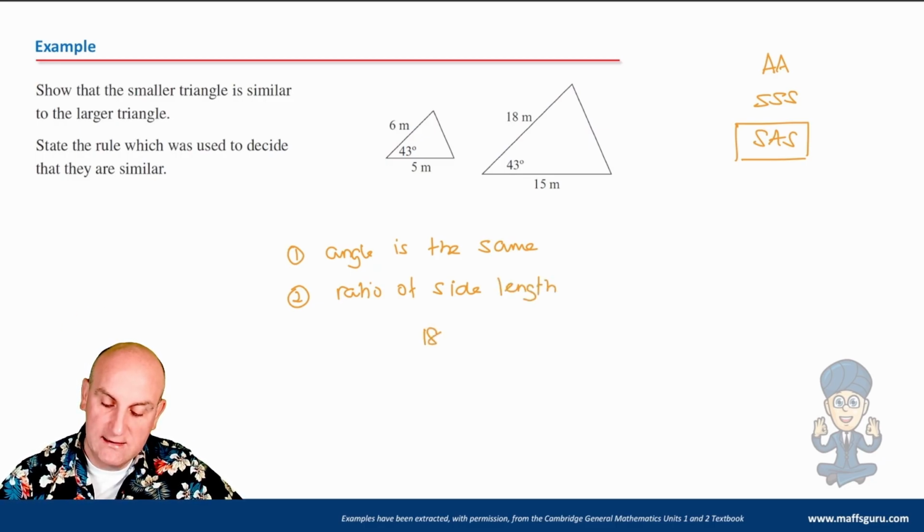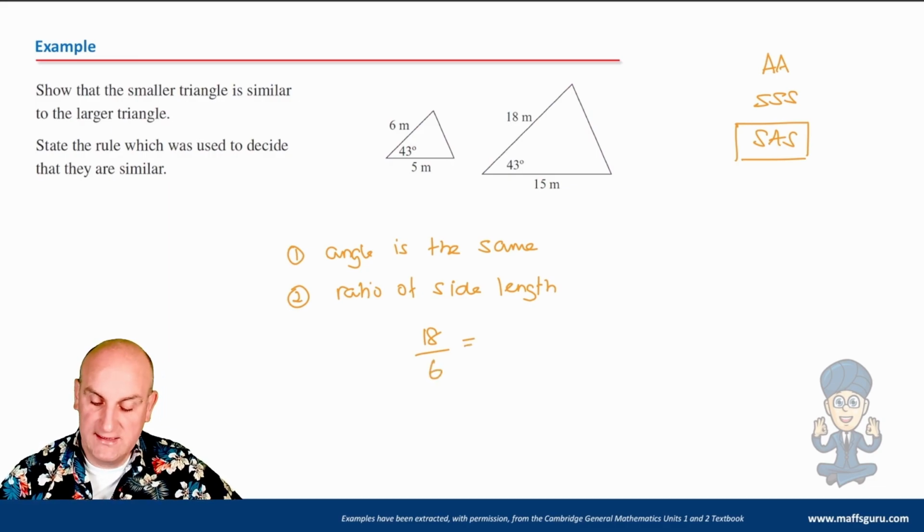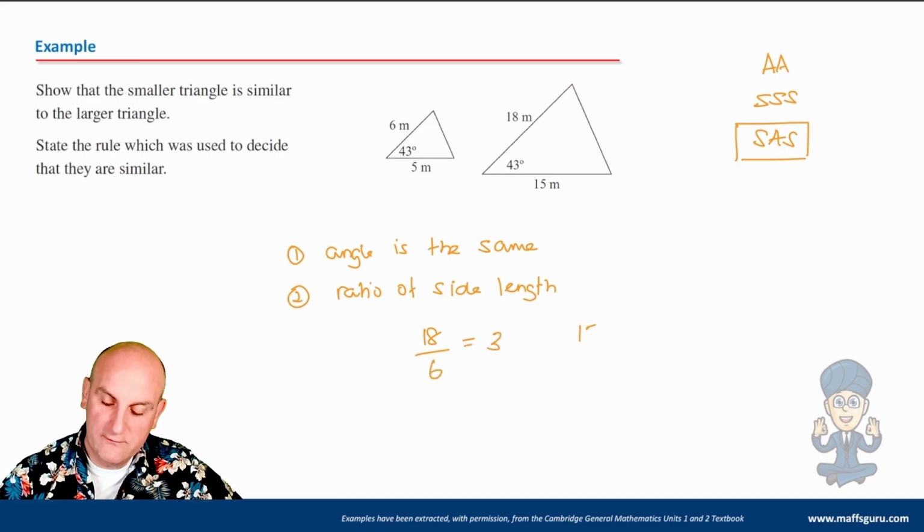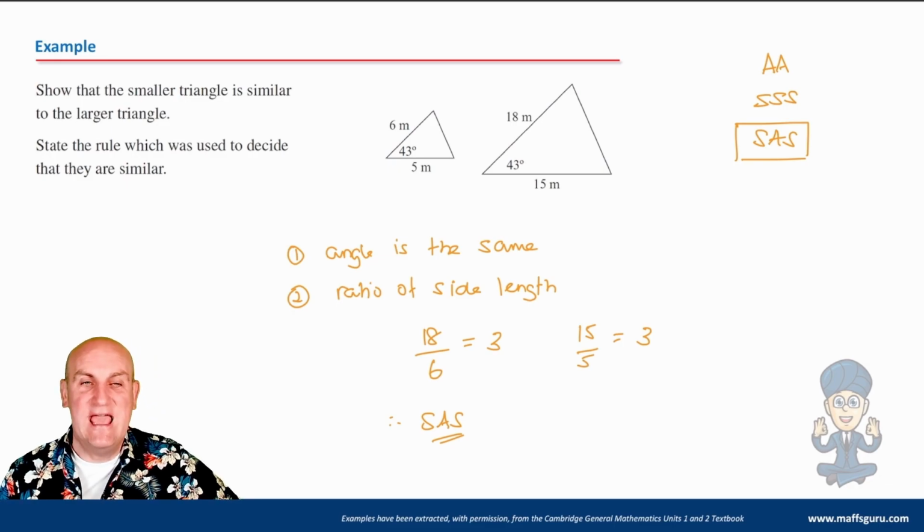Right, so let me see. We've got 18 divided by 6. 6, 12, 18, which is also 3. And we've got 15 divided by 5, which is also 3. So therefore, we can say they are similar due to SAS.